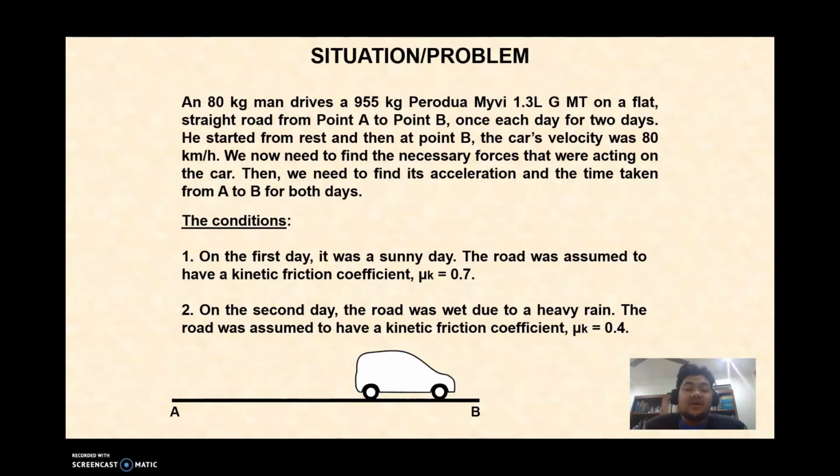Now, the conditions: on the first day, it was a sunny and dry day. Therefore, the road was assumed to have a kinetic friction coefficient of mu k equals 0.7. Whereas on the second day, the road was wet due to a heavy rain. Therefore, it is assumed that it will have a kinetic friction coefficient of mu k equals 0.4.